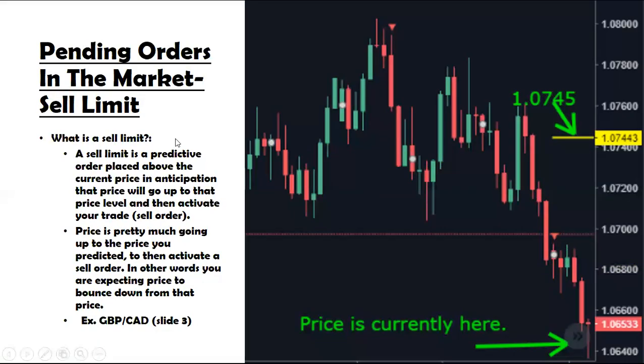Okay, now the sell limit is just the opposite. A sell limit is a pending order placed above the current price in anticipation that price will go up to that price level and then activate your trade. Price is pretty much going up to that price you predicted it to go to, then activating the sell order. In other words, you're expecting price to bounce down from that price. So let's look at an example on GBP CAD.